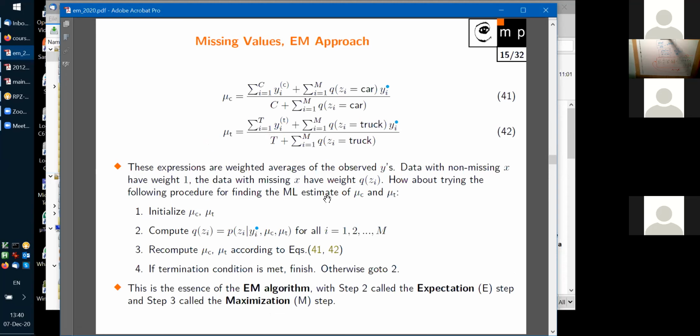Now, the whole procedure is this. For this example, initialize mu c, mu t. How would you initialize mu c, mu t? Question, what would be a reasonable initialization of mu c and mu t? Average of the known? Exactly, yes. Jakube, correct, exactly. The average of the known. Of course, this will not stay the same, but probably we are near.